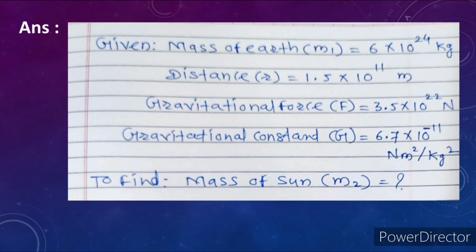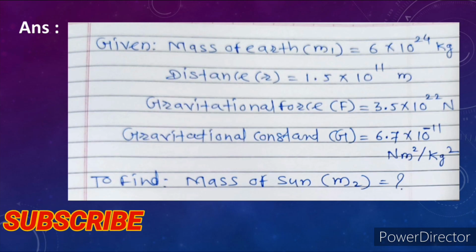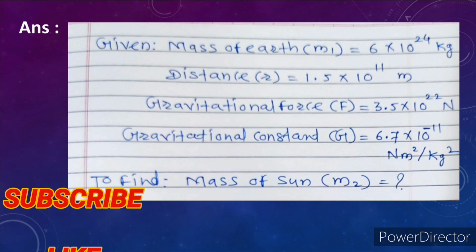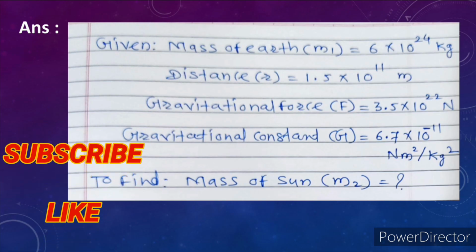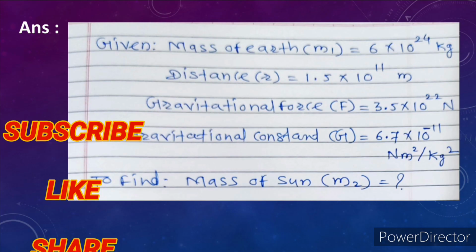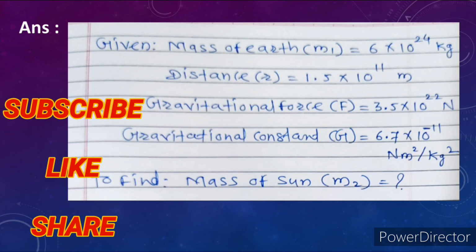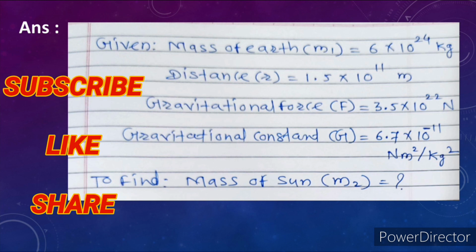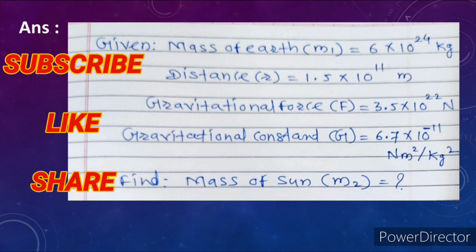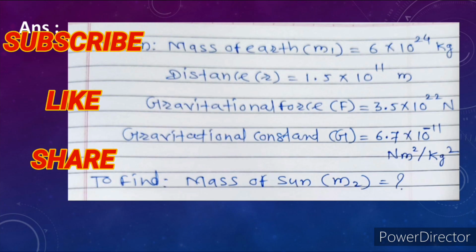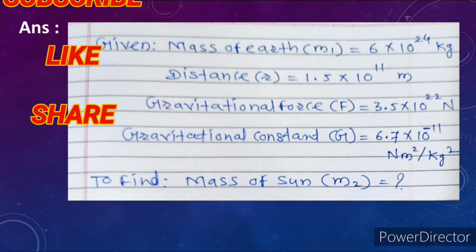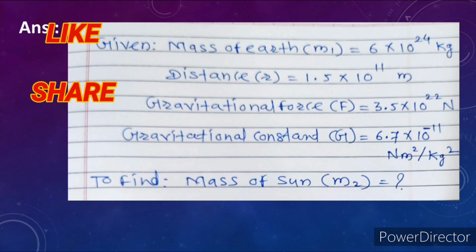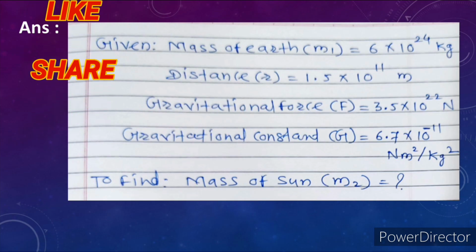Answer. Given mass of Earth, that is m1, equal to 6 into 10 raised to 24 kilogram. Distance r is equal to 1.5 into 10 raised to 11 meter. Gravitational force, that is F, is equal to 3.5 into 10 raised to 22 Newton. Gravitational constant G is equal to 6.7 into 10 raised to minus 11 Newton meter square per kilogram square. And we have to find mass of the Sun, that is m2.